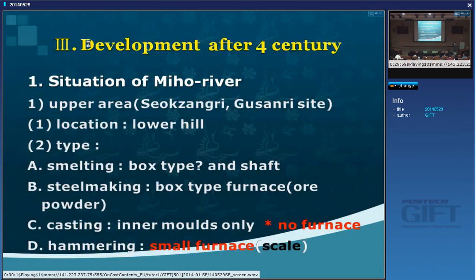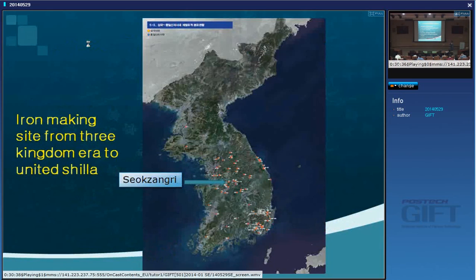Let's see the development after the 4th century. This is very important. From now, I'll explain the situation of the Three Kingdoms period. From now, our history began as an ancient society, and they created different levels and different kinds of iron culture. Let's see the situation.